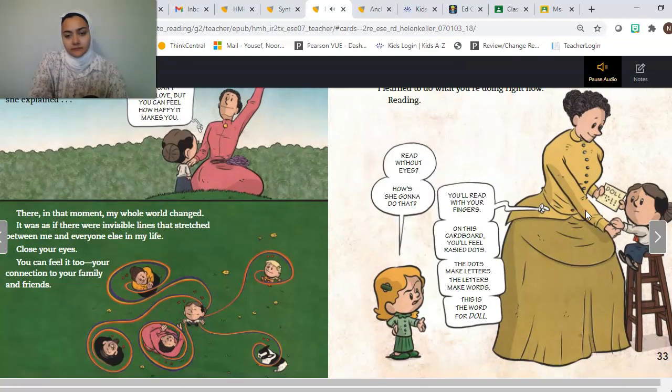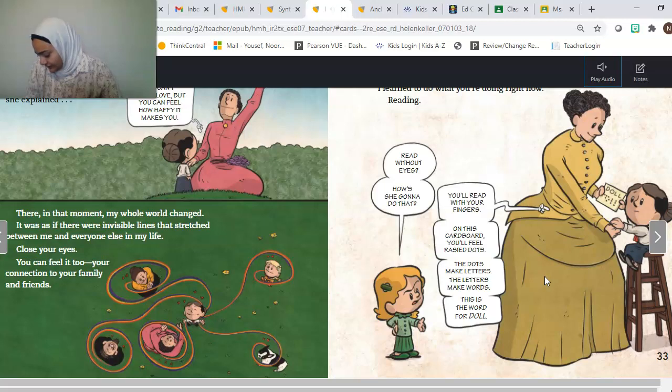Read without eyes? How's she gonna do that? You'll read with your fingers. On this cardboard, you'll feel raised dots. The dots make letters. The letters make words. This is the word for doll.